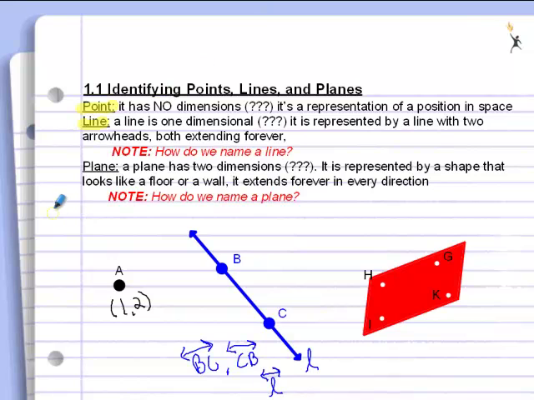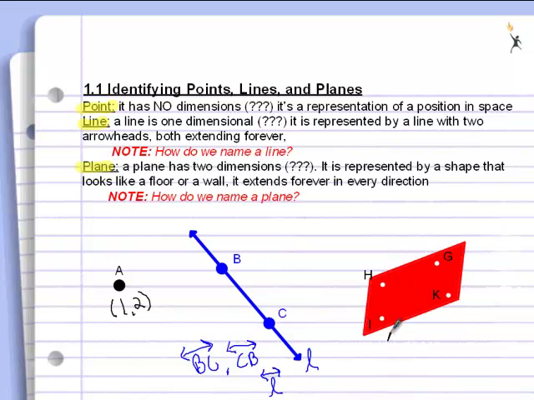The third thing that we're going to talk about right now is a plane. A plane has 2 dimensions, meaning it has a height and a width that we can recognize. We can measure those. It is represented by a shape that looks like a floor or a wall. And it too extends forever. It goes off in every direction forever, as far as you can see. The only problem is we're confined to this small piece of paper, and so we draw it with edges, even though it technically doesn't have any. We name a plane based on at least 3 letters. We can use 4, but usually 3.